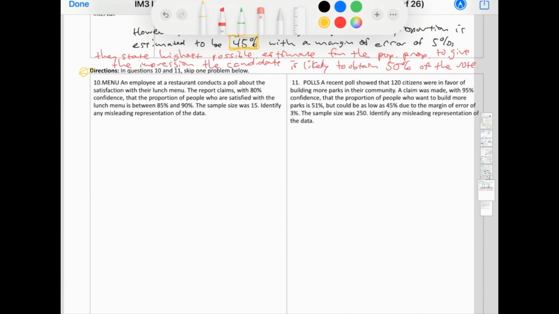Okay, question number 10. An employee at a restaurant conducts a poll about the satisfaction with their lunch menu. The report claims with 80% confidence that the proportion of people who are satisfied with the lunch menu is between 85 and 90%, and the sample size was 15. Identify a misleading representation of the data.